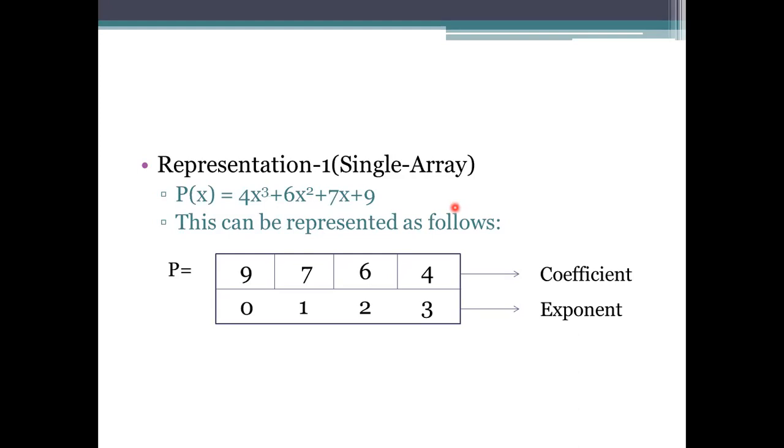This one, the exponent which is having 0, 1, 2, 3 will be specified as subscripts, and it is storing the values of the coefficients. So here the zeroth degree, x to the power of 0, the coefficient is 9. First degree, means degree equals 1, the coefficient is 7, then 2 is equal to 6, and then 3 is equal to 4 here.